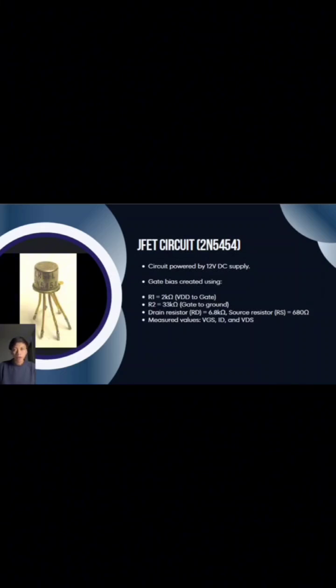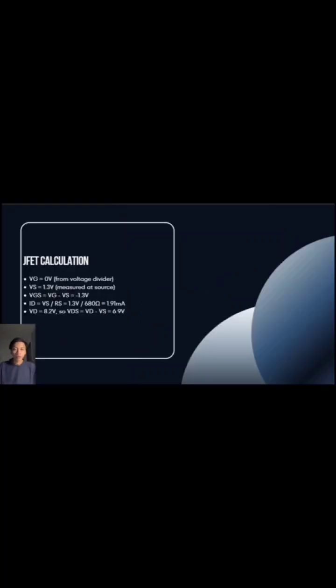We also add a 6.8k ohm resistor at the drain and a 618 ohm resistor at the source. We measure three important values, VGS, ID, and VDS. These readings help us check if the transistor was working correctly. Like with the BJT, we also run a simulation to confirm the behavior. So next, let's talk about JFET calculation.